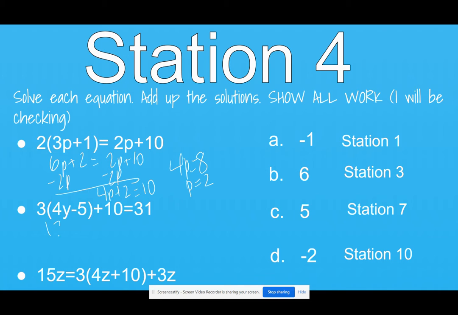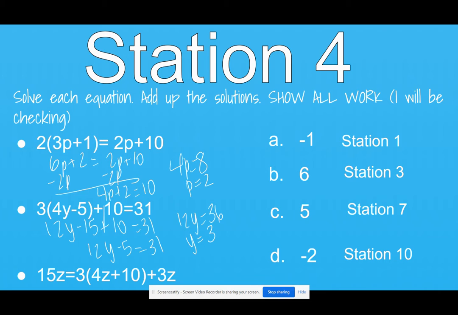This problem we get 12y minus 15 plus 10 equals 31. Combine my like terms on the left. 12y minus 5 equals 31. Add 5 to both sides. We get 12y equals 36. So my y is 3.